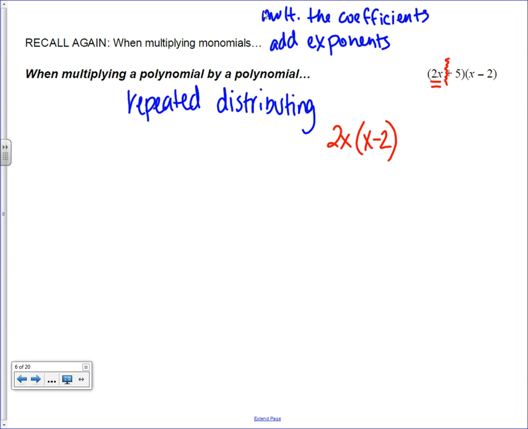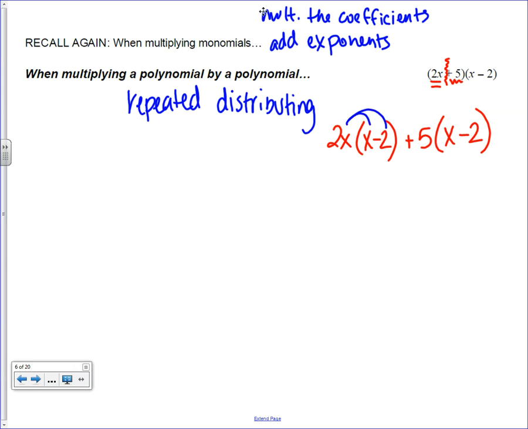Then I'm going to take the second half of this, which is plus 5, and I'm also going to distribute it to the x minus 2. So this is why we call it repeated distributing, because I'm taking that first one and cutting it in half and distributing it to the second one. And now this is just regular distributing, folks. So we're going to go ahead and distribute here.